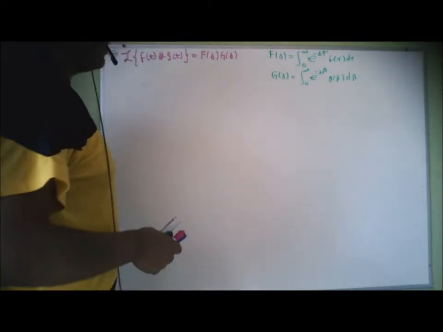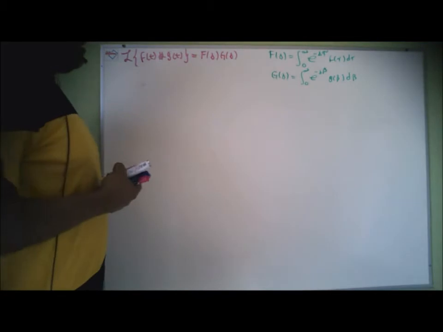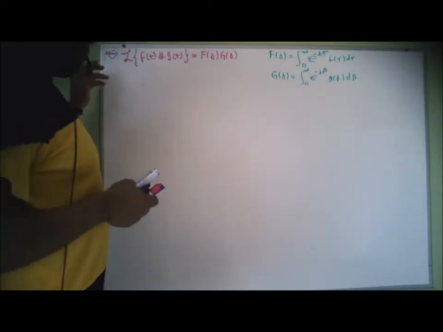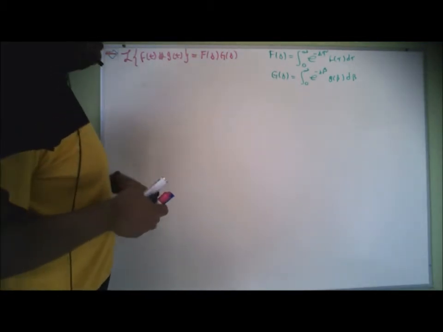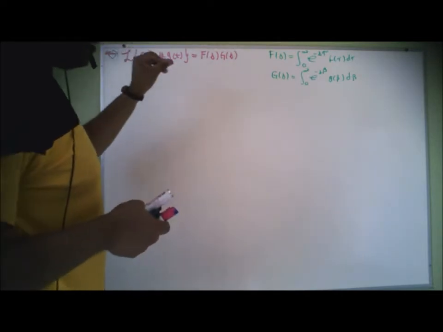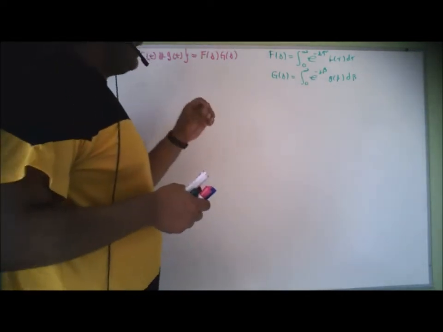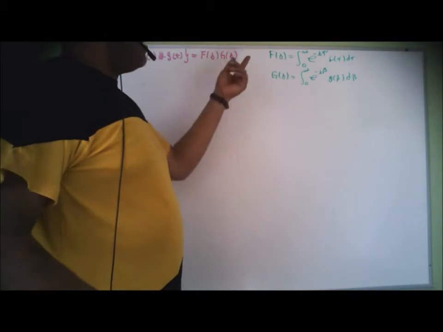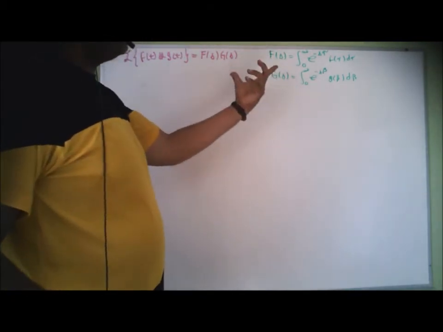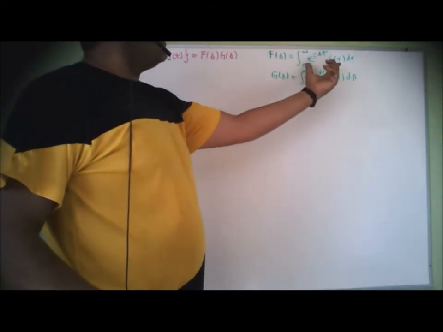for all convolutions. To start, this is going to be a very long problem, so I'm going to try to use as much space as possible, so I'm going to write small. Let's start with the definition of F of s. F of s is the Laplace transform of f of t. This is the definition.